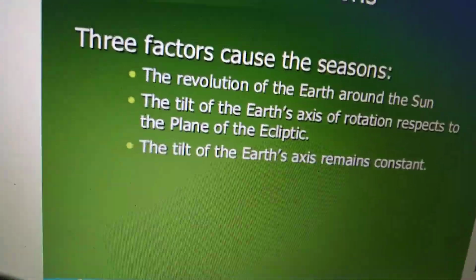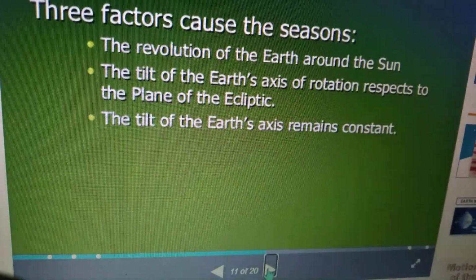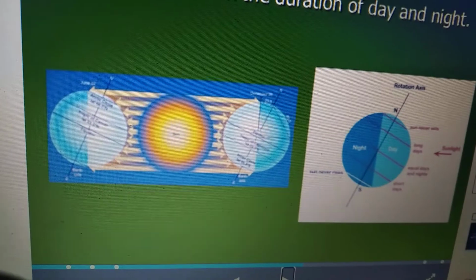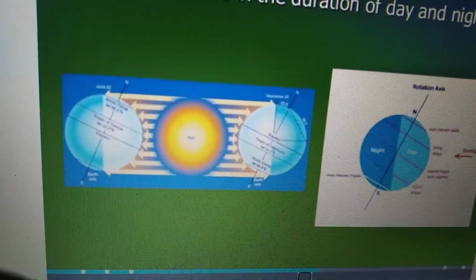Okay. Two factors cause the seasons: the revolution of the Earth around the sun, and the tilt of the Earth's axis. Understood? So that's why you need to remember only two points.